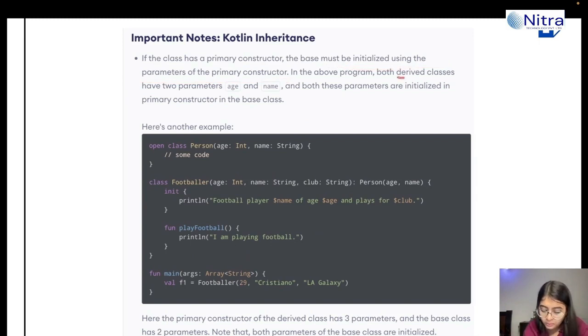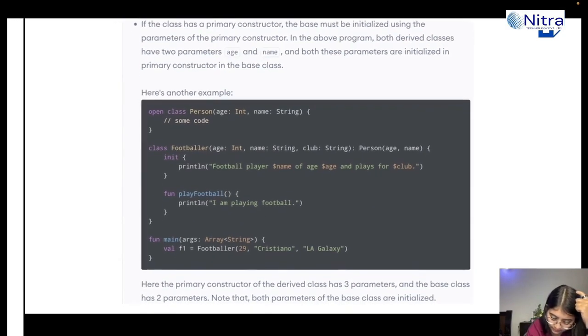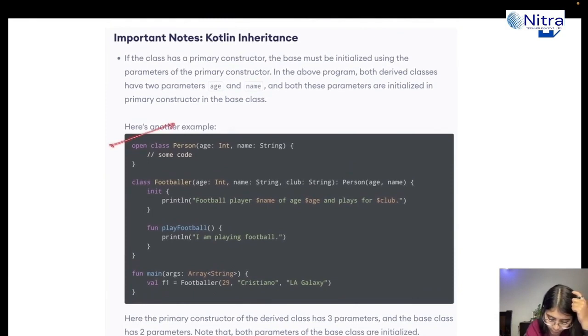So both derived classes have two parameters, age and name. They are explaining with the help of the example. If you look at this example, f1 is the object. We are creating one object for the footballer class, and the footballer class is basically a derived class of the person base class, and footballer has an init method of its own as well.